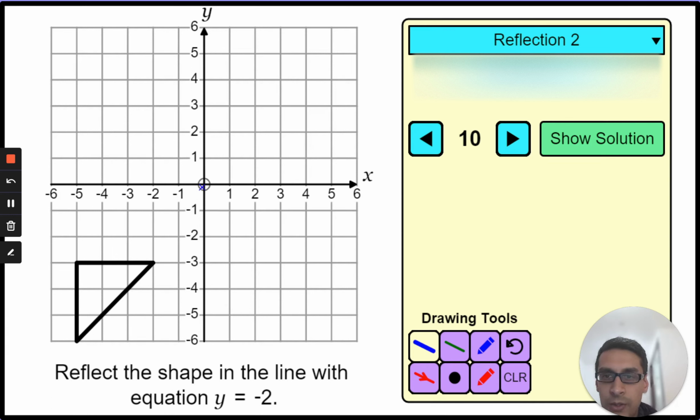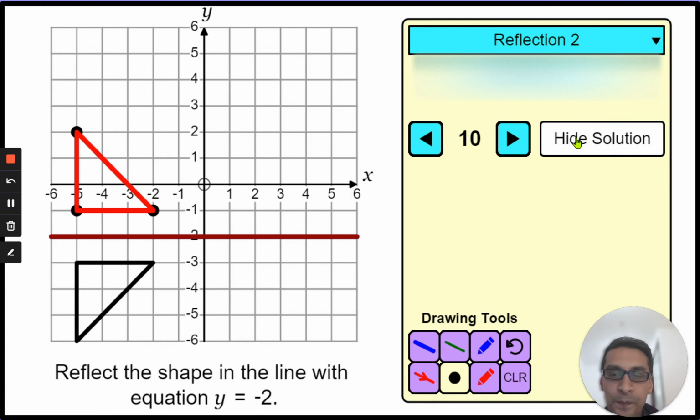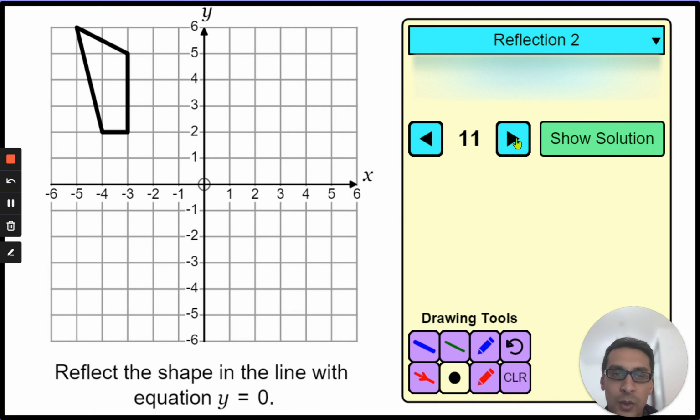Question 10, we have reflect the shape in the line with equation y equals -2. So y is equal to -2 is here. So this is going to go across. And then we're going to do your reflection. This one is fairly straightforward, so I might not do too much working out in this case. You can see there's the reflection of that one. Question 11. Again, keep pausing the video if you need to practice. Otherwise, if you finish the work, you can just watch me give you the answers here.